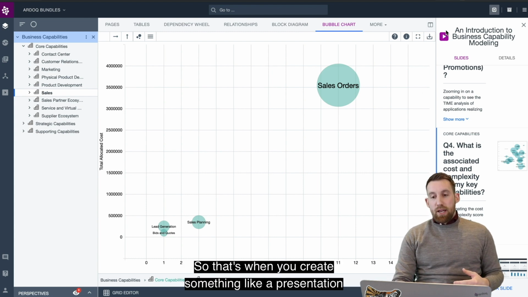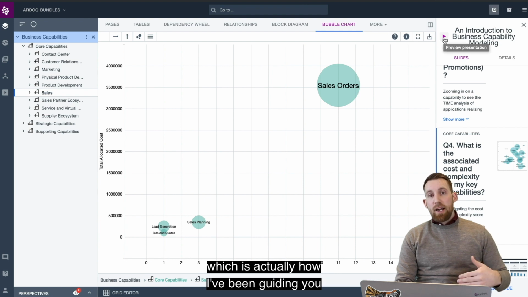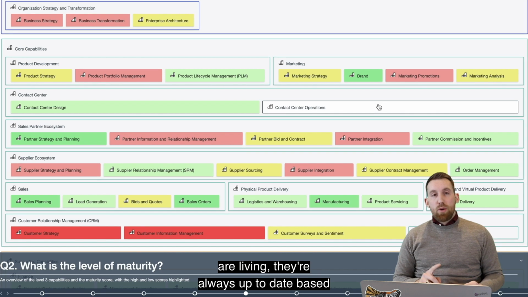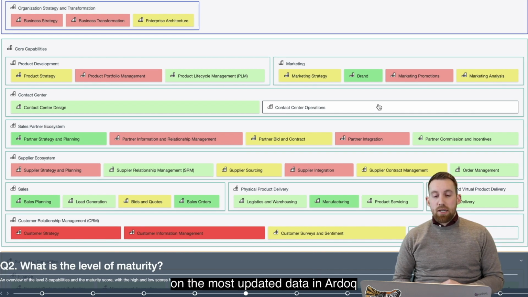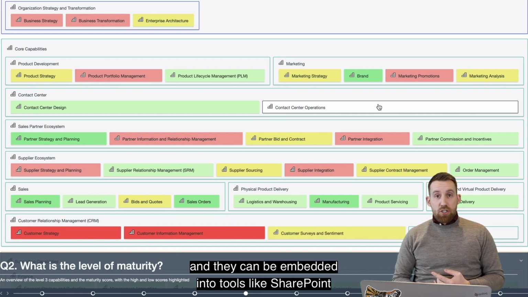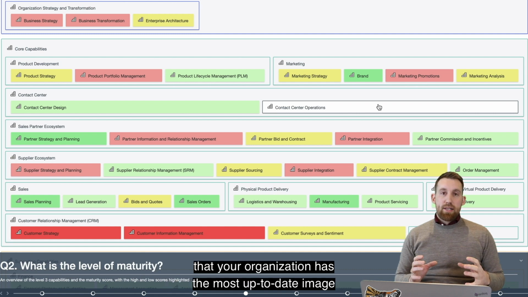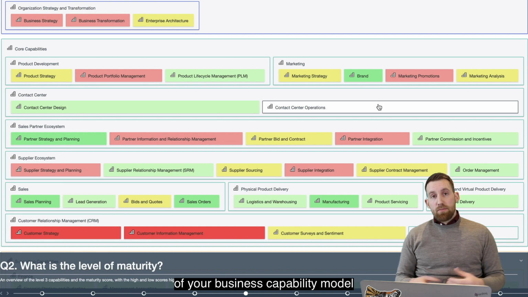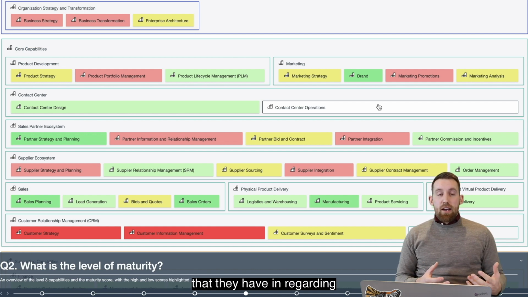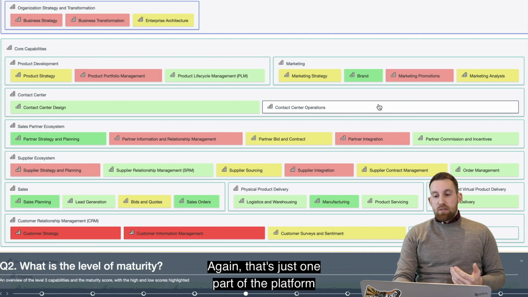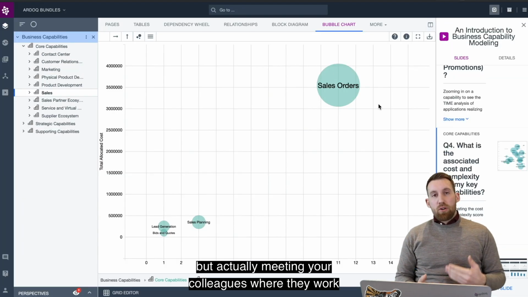So that's when you create something like a presentation, which is actually how I've been guiding you through this entire demonstration. Presentations in Ardoq are living. They're always up to date based on the most updated data in Ardoq, and they can be embedded in tools like SharePoint or Confluence, and they can be also permission guided. In doing so, you're able to make sure that your organization has the most up-to-date image of your business capability model and are able to answer the core questions that they have in regard to how they might help you realize those capabilities.